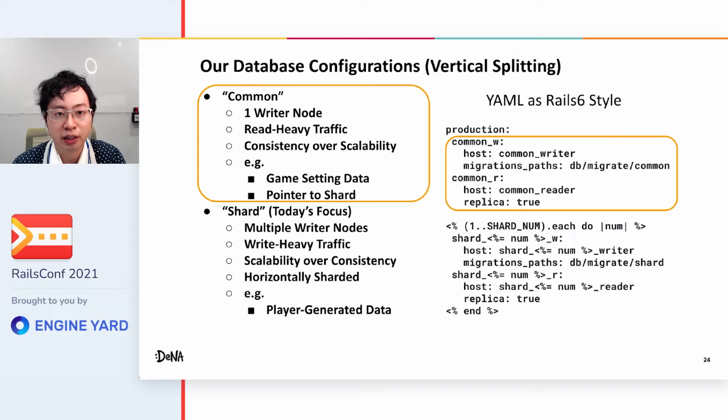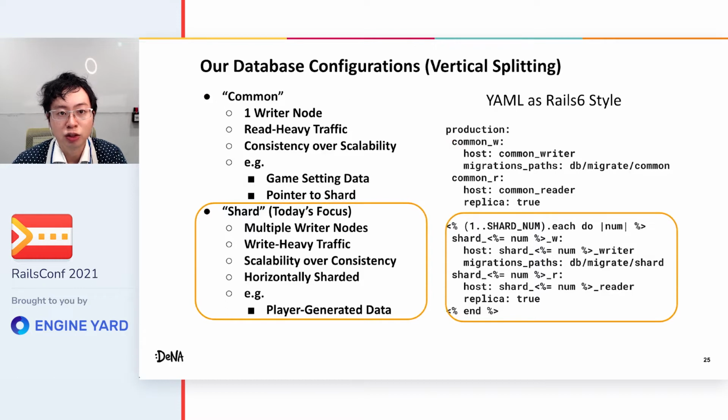The first technique is vertical splitting. We split the databases into two parts. The first part is common. There is one writer node, and this is optimized for read-heavy traffic. We prioritize consistency over scalability here. For example, game setting data and pointer to shard are stored in the database.